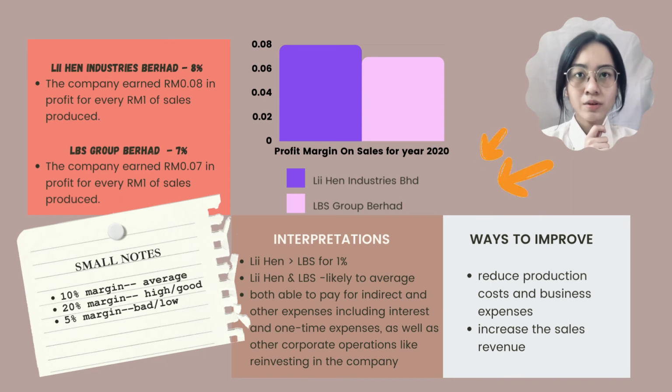The ratio for LBS is 7%. It means that for every 1 ringgit generated by sales, the company will keep 7 cents as profit. It can be seen that the ratio for Li-Han company was 1% higher than LBS. Referring to the small notes given, both companies are likely average. They are able to pay for indirect and other expenses including interest and one-time expenses. There are 2 ways to improve this ratio: reduce the production cost and business expenses, while the other way is increasing the sales revenue.